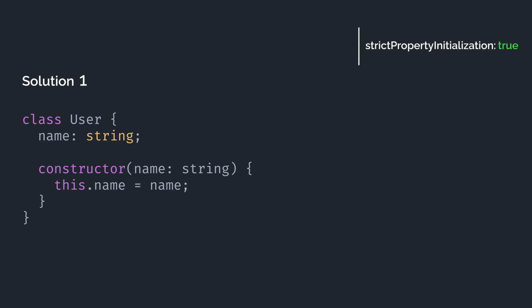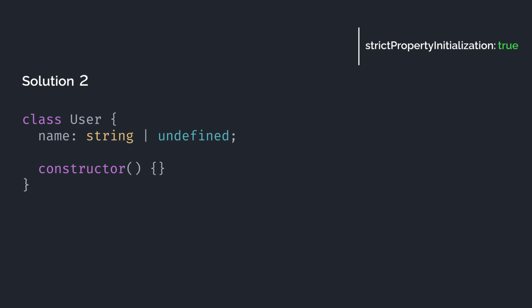If we can't set it in the constructor, we need to change its type to say that name can be either a string or undefined. The motivation for this flag is the same as the one for strictNullChecks. We need to deal with undefined, not just ignore it and hope for the best.